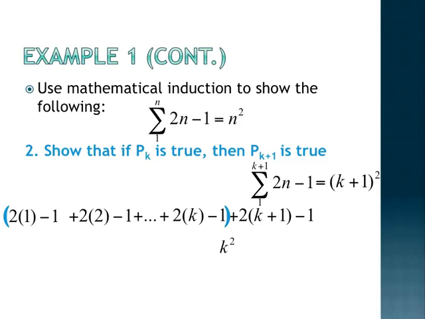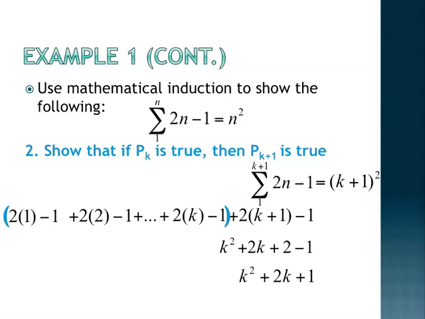Okay, so the blue parentheses there is equal to k squared from the last slide. And now we'll write down everything else. So this is plus 2k plus 2, distribute that, minus 1. Again, we are trying to show that it's in fact equal to the right-hand side, so we're not doing anything with the right-hand side right now. Let's simplify this left-hand side even more. Let's see, that comes out to be k squared plus 2k plus 1.